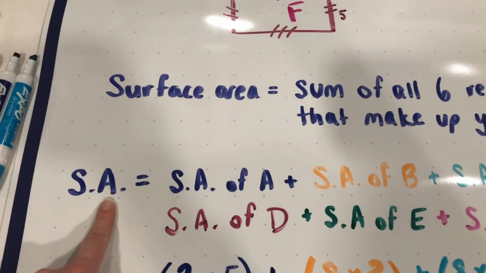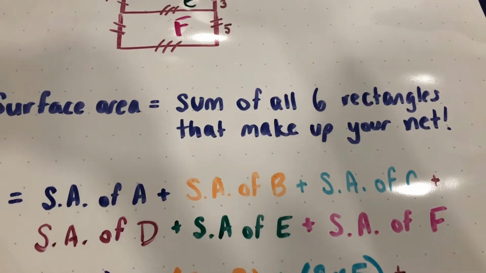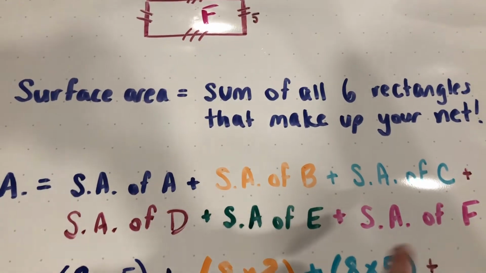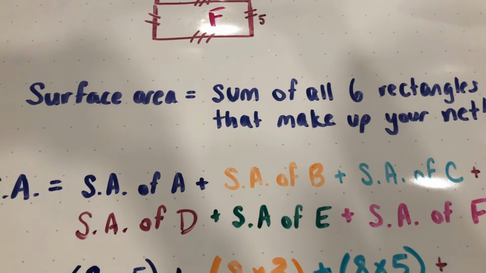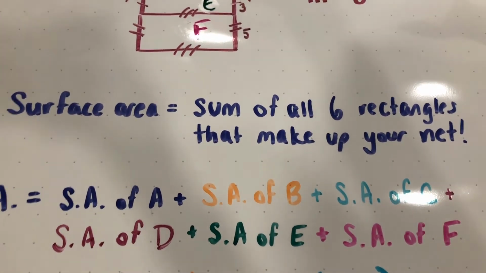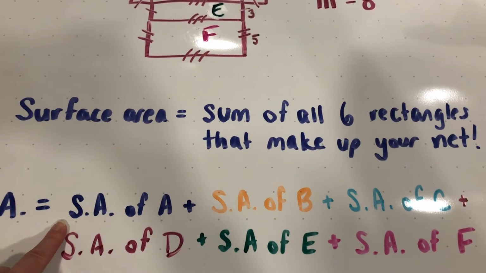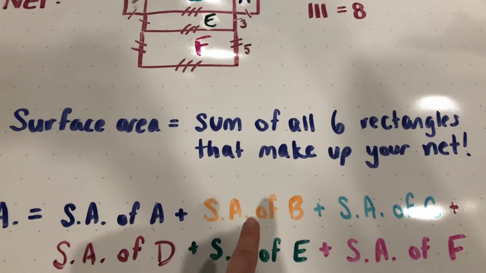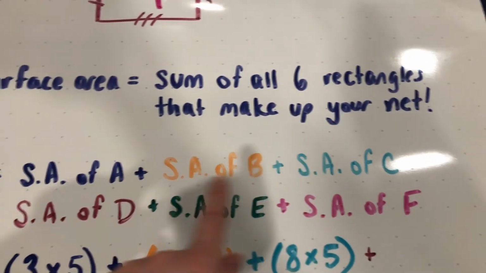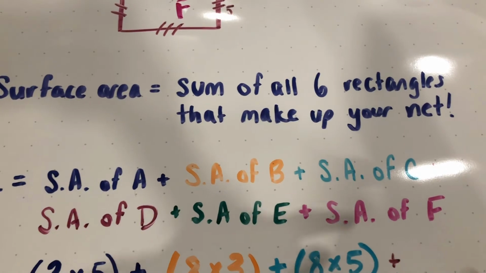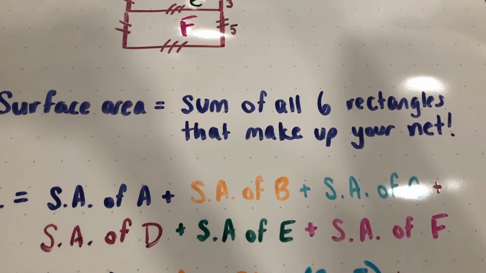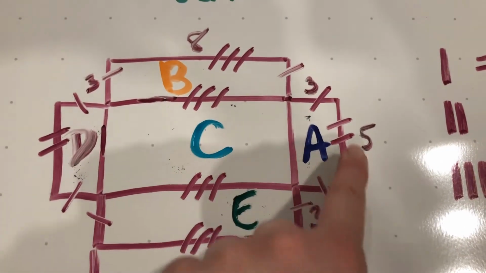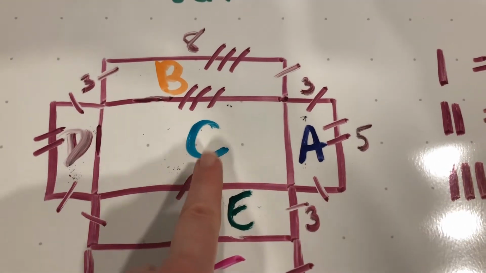Surface area, SA, is the sum of all of the rectangles that make up your net. I know this looks like a long equation, but once we plug everything in, it will look much simpler. Remember, sum is addition, so we have to add the surface area of A plus the surface area of B, surface area of C, surface area of D, E, and F. We're adding those all together. So we need to figure out the area of each of these rectangles.